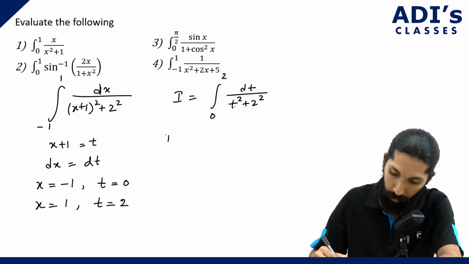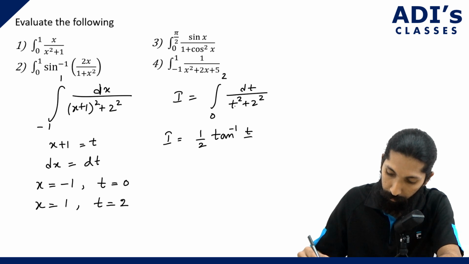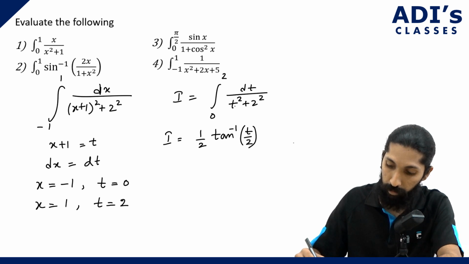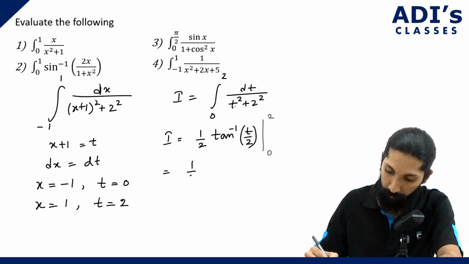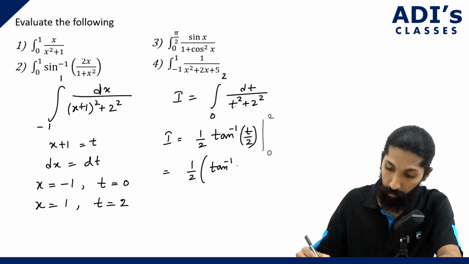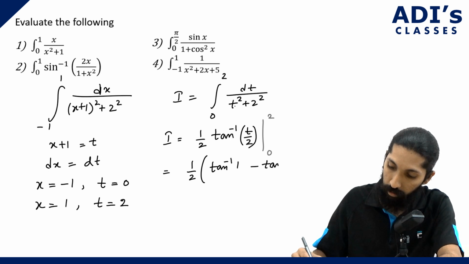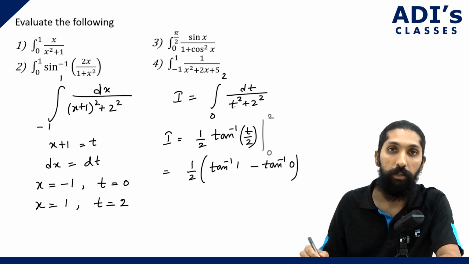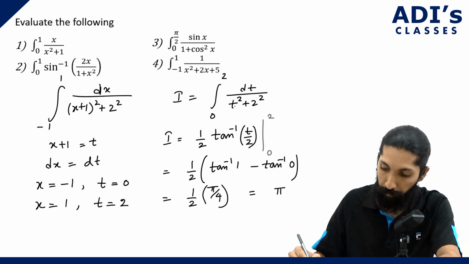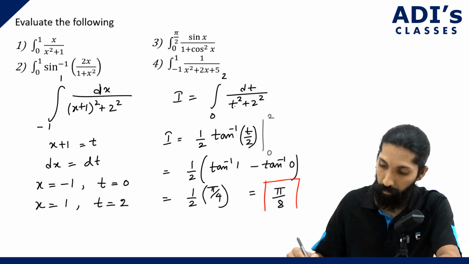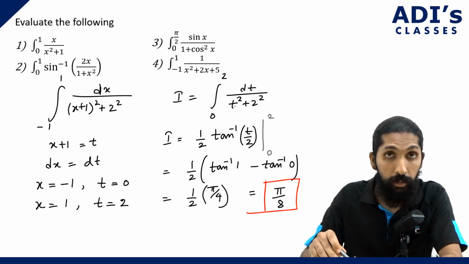So you have I is equal to 1 by 2 tan inverse t by 2. And what are the limits? 0 to 2. Substitute half tan inverse of 2 divided by 2, correct? 1 minus tan inverse of 0. Tan inverse 0 is 0. So this is going to be half of pi by 4. So final answer is pi by 8. Pi by 8 is going to be the final answer.